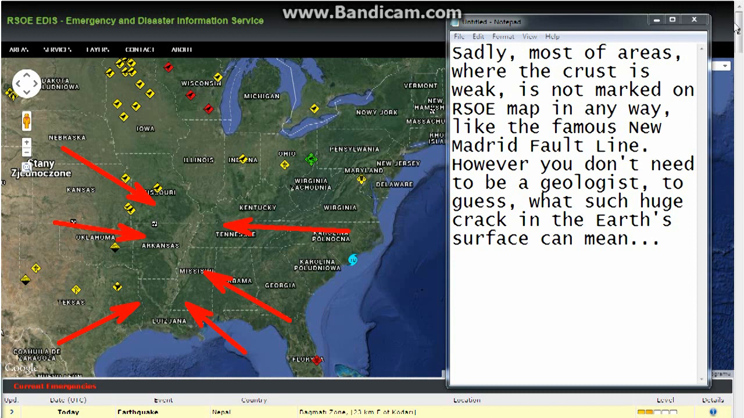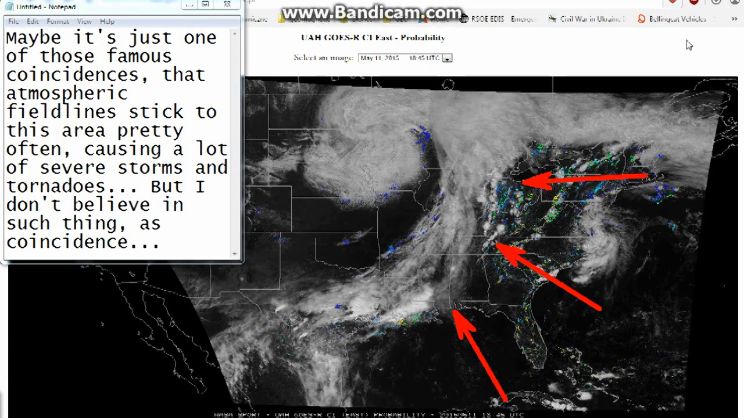Sadly, most of areas where the crust is weak is not marked on RSOE map in any way, like the famous New Madrid fault line. However, you don't need to be a geologist to guess what such huge crack in the Earth's surface can mean. Maybe it's just one of those famous coincidences that atmospheric field lines stick to this area pretty often, causing a lot of severe storms and tornadoes, but I don't believe in such thing as coincidence.